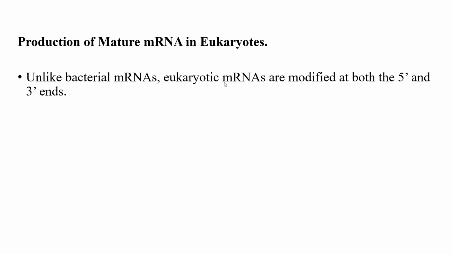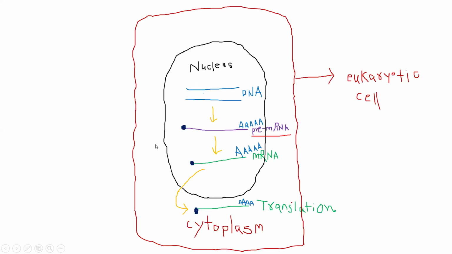Hi everyone. We'll continue with production of mature mRNA in eukaryotes. And unlike bacterial mRNAs, eukaryotic mRNAs are modified at both the 5' and 3' ends. We have seen this picture in the previous lecture as well.